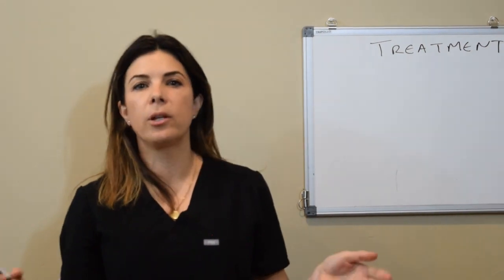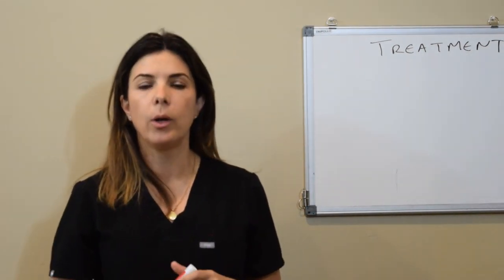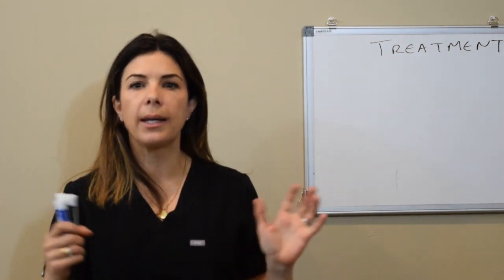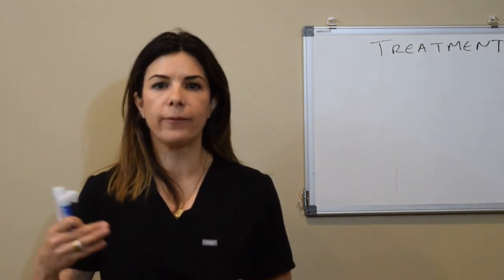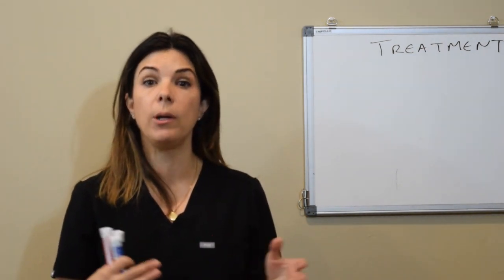So let's imagine that you're taking care of a baby in the newborn nursery and the baby looks a little bit yellow and you get a bilirubin level and the bilirubin is like 18. What are the different steps that you have to go through to decide whether you need to treat this baby or not?